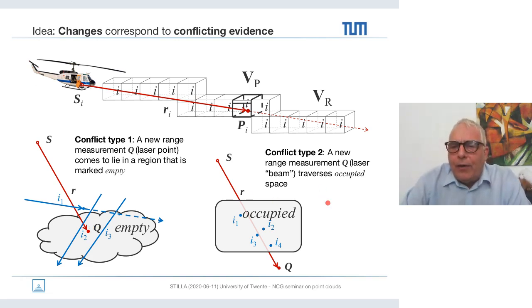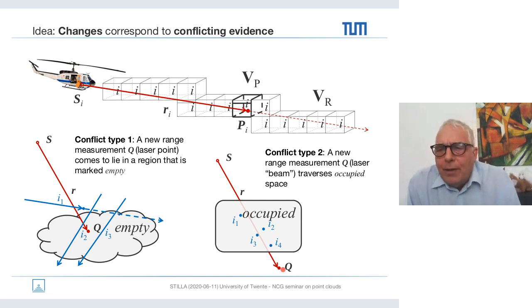On the other hand, when a year before we had occupied areas by reflections, and now we are able to traverse this by a laser beam which reflects at Q, we have a conflict of type 2: a new range measurement traverses occupied space. By these two different conflict types, we can say on the left side there must be something which is new, and on the right side something is missing which was there before.